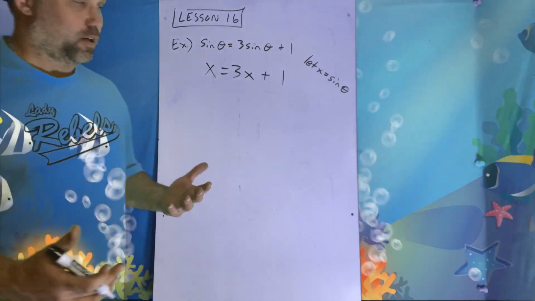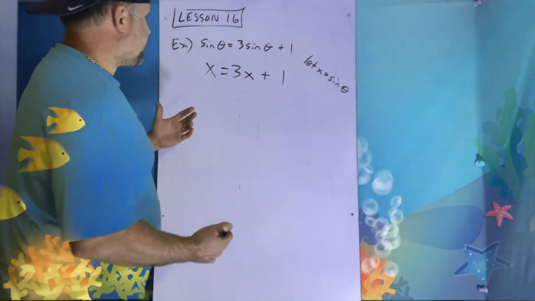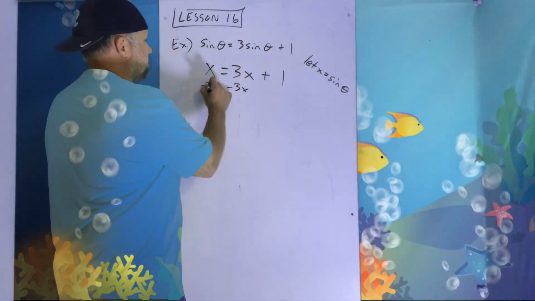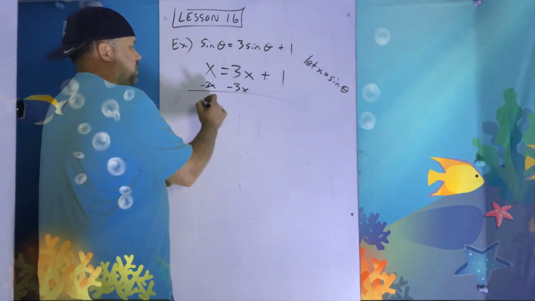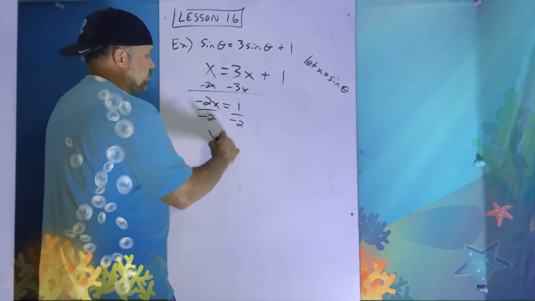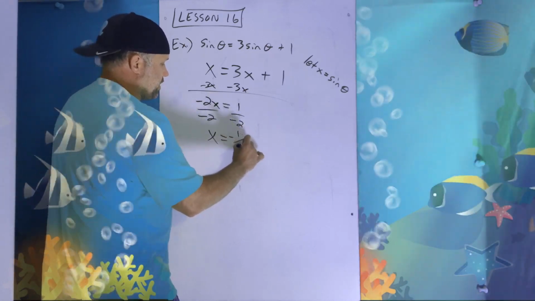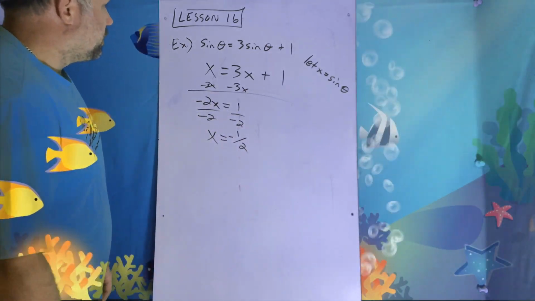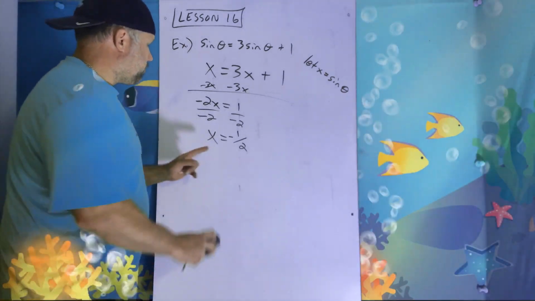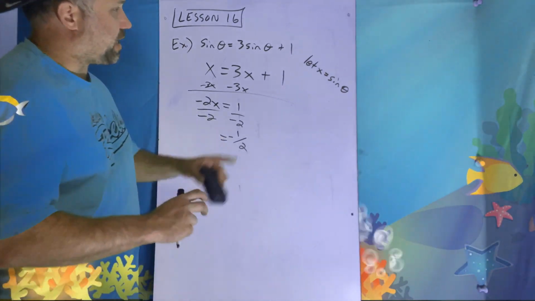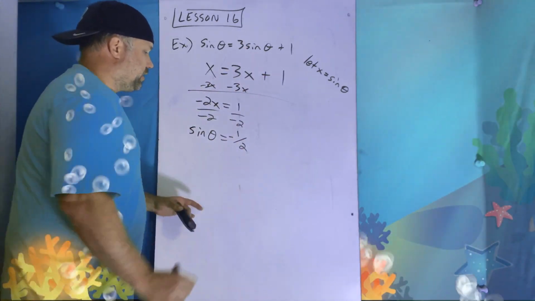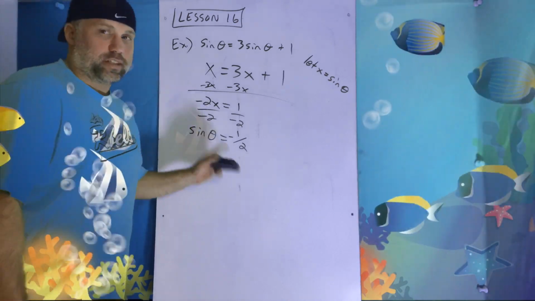You got to get x by itself. Got to get x's all on one side. So I will subtract the 3x over here, call it negative 2x equals 1, divide both sides by negative 2, and I get x equals negative 1/2. That's just basic, simple algebra. Remember that x is actually sine theta. So I'm going to switch that to sine theta, and I have that the sine of theta is equal to negative 1/2.